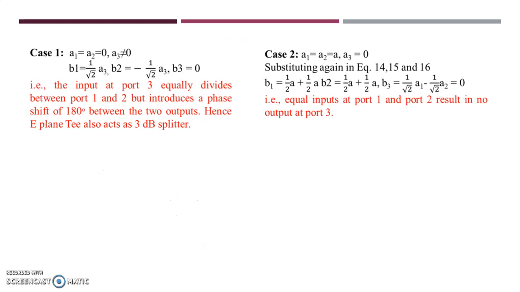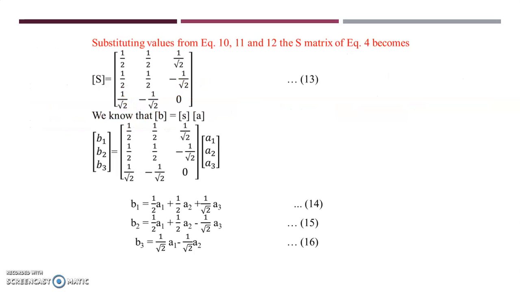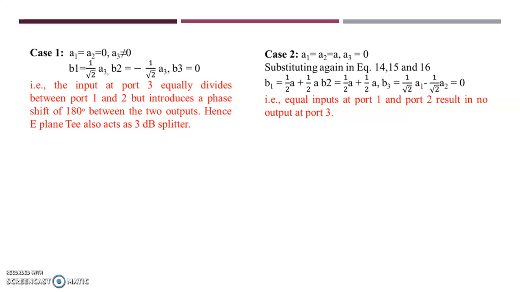Now similar to H plane T, we will consider 2 cases. The first case, the power is fed at port 3, that is A3 is not equal to 0, and A1 and A2 are equal to 0. By substituting these values in equations number 14, 15, and 16, you will get B1 is equal to 1 by root 2 A3, B2 is equal to minus 1 by root 2 A3, and B3 is equal to 0. That means the input at port 3 is equally divided between port 1 and port 2, but introduces a phase shift of 180 degrees between the two outputs. Hence, E plane T is also called a 3 dB power splitter.